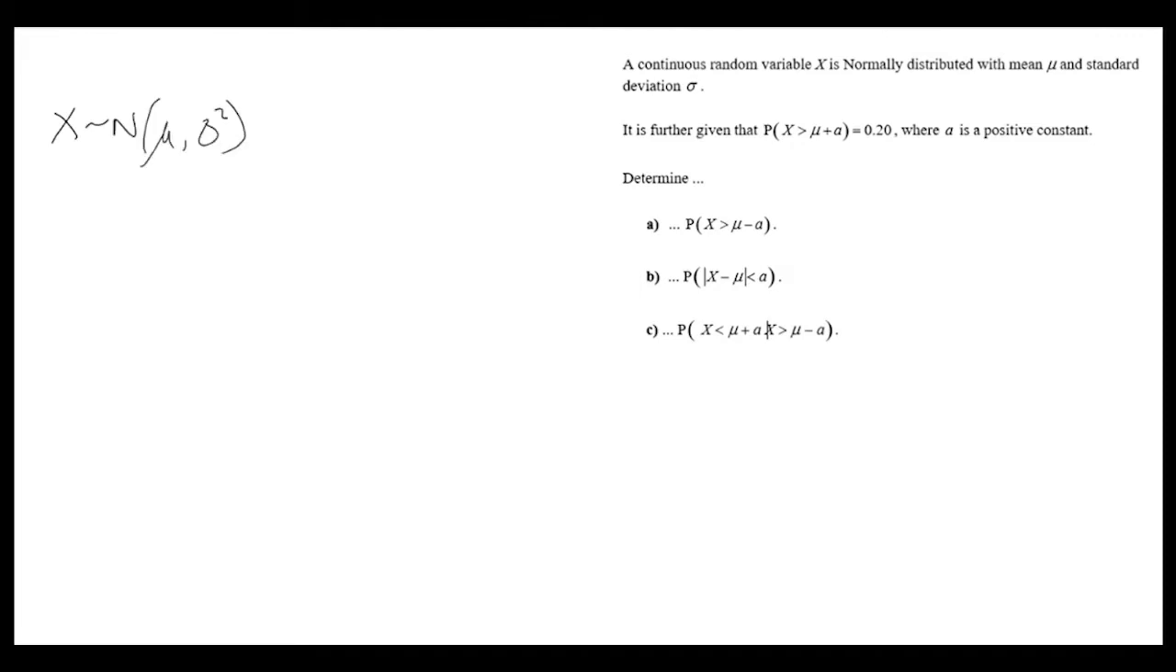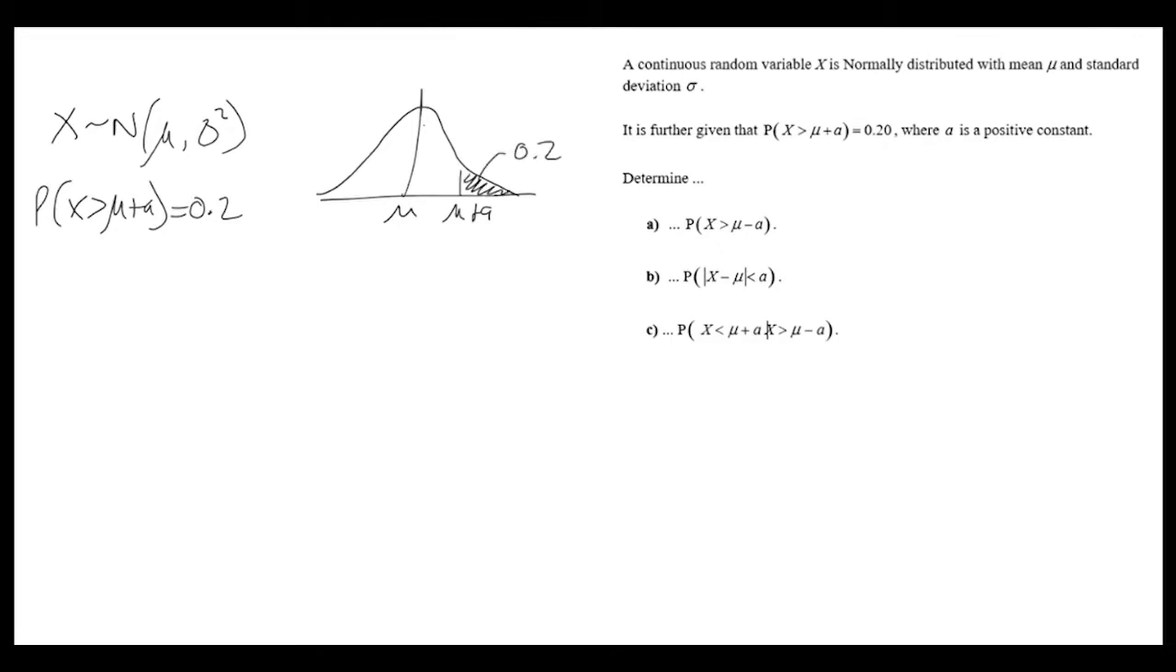So the distribution uses the standard parameters. I know that the mean is going to be right here in the middle. Mu plus a must be on the right hand side since a is a positive constant, and the probability of being above there is 0.25. So I just represented that on a diagram.